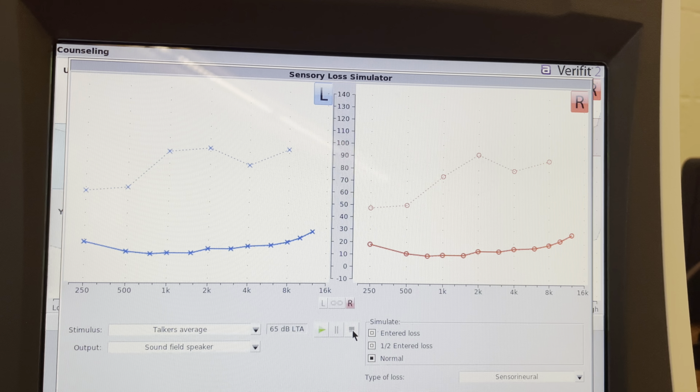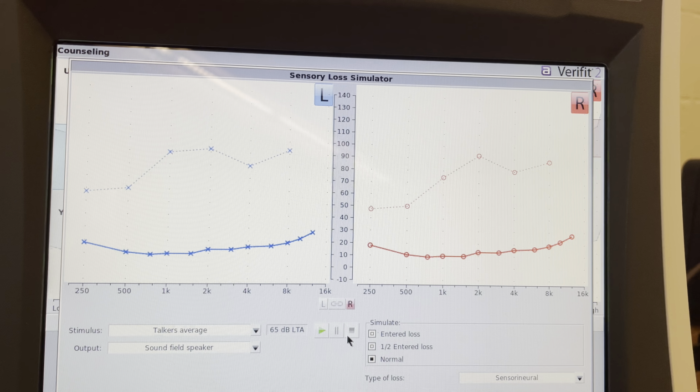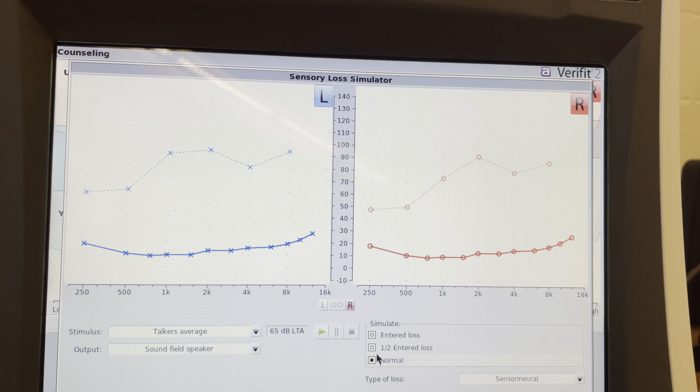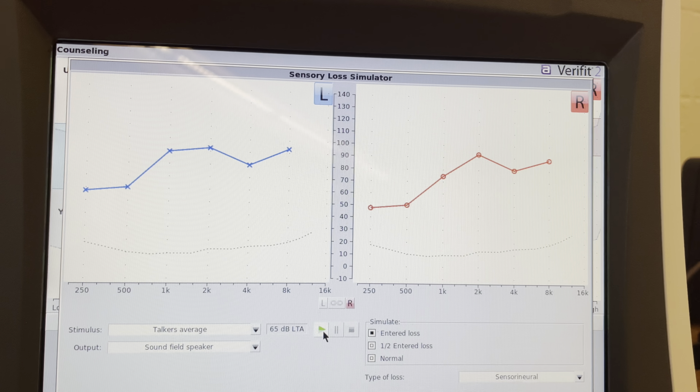Okay, so we can hear that easily. We're not straining at all. Now let's just go back. Now that you have a reference for normal, we'll go back to her hearing loss.